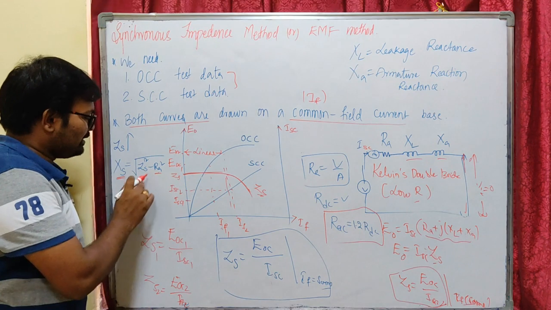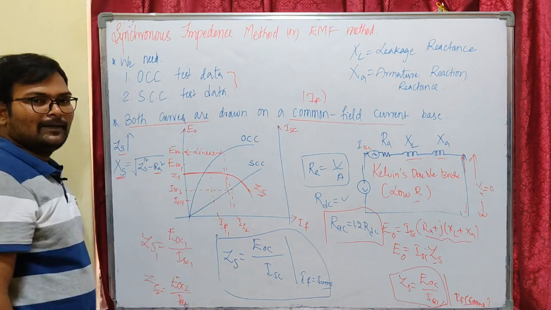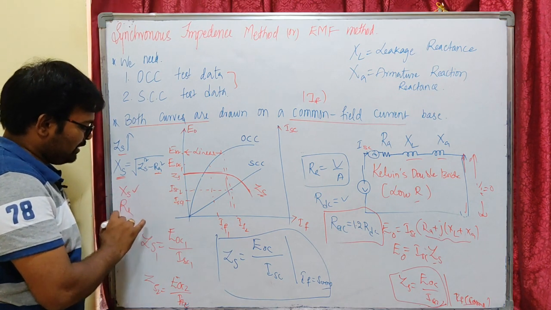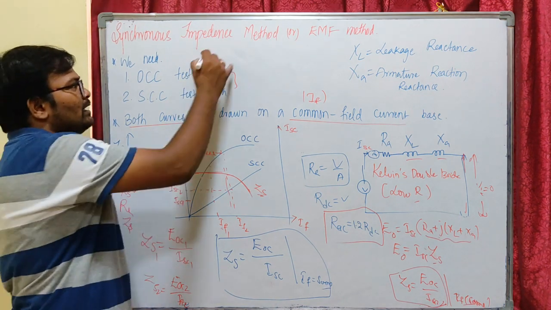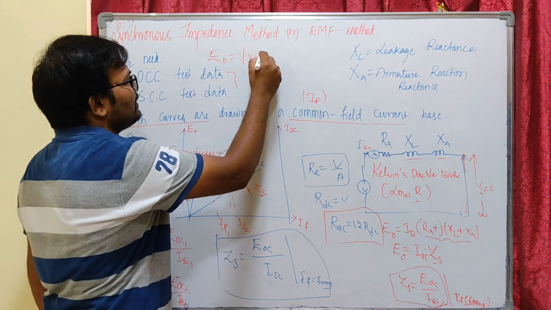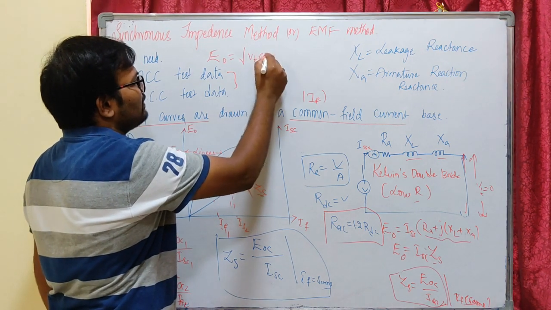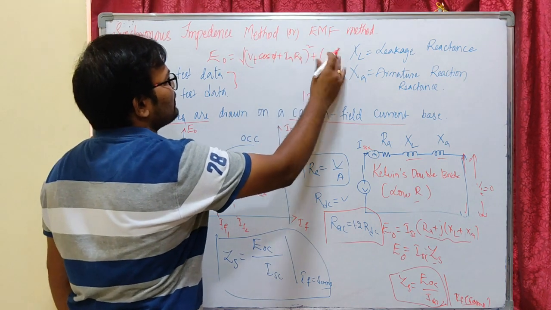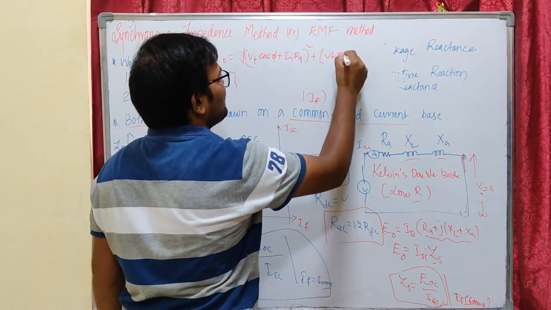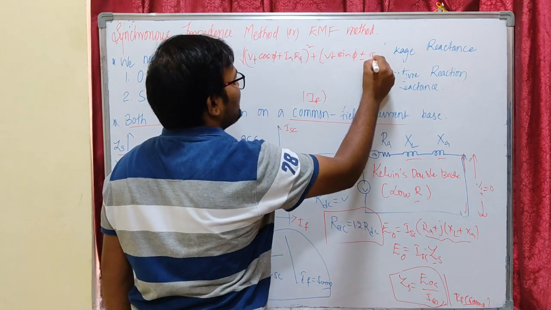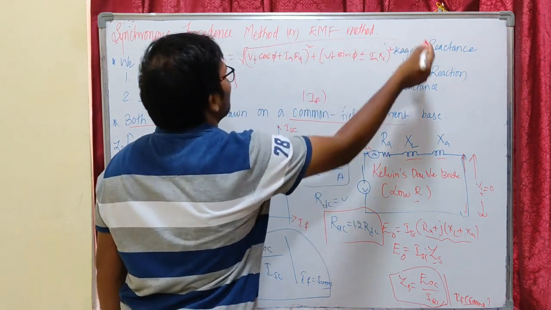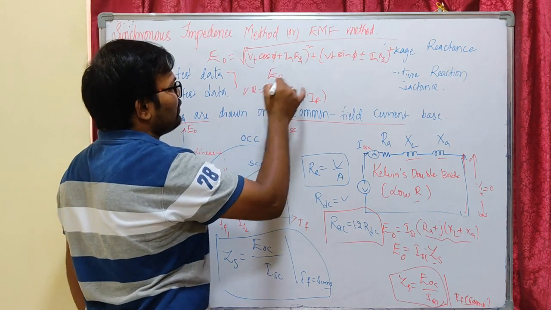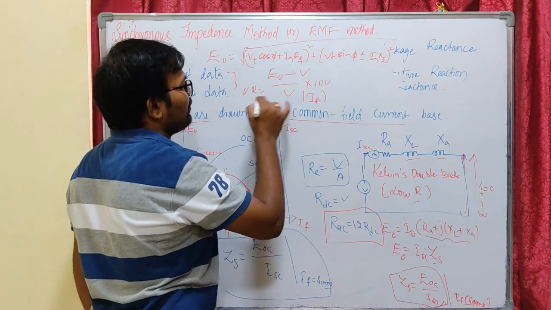So we can find XS, as we have already obtained ZS from the synchronous impedance method. So XS can be found. We have RA and we have ZS. So you can find the E naught term, that is the square root of (VT cos phi plus IA RA) whole square plus (VT sin phi plus or minus IA XS) whole square. If you can get RA and XS values, you can find E naught, and the voltage regulation will be equal to (E naught minus V) by V into 100. Okay, so this is the idea.